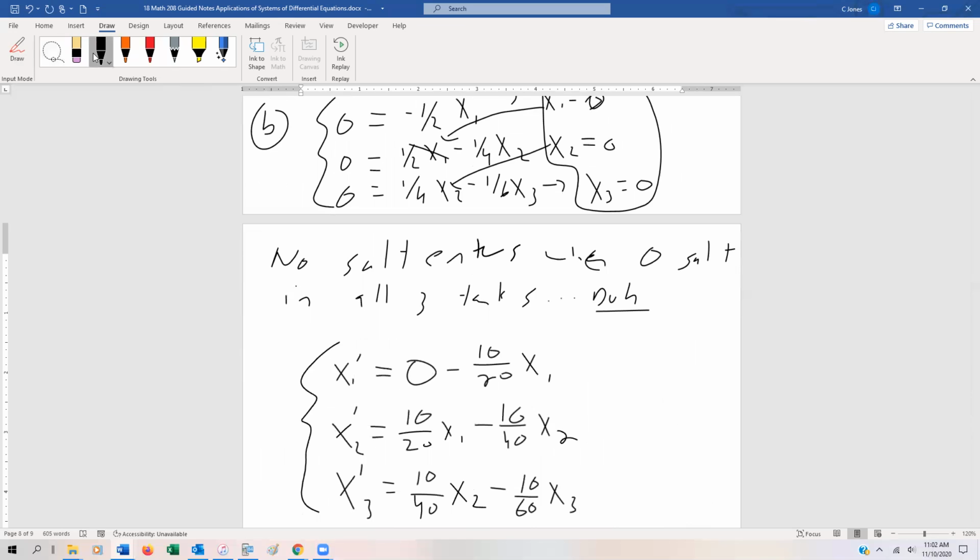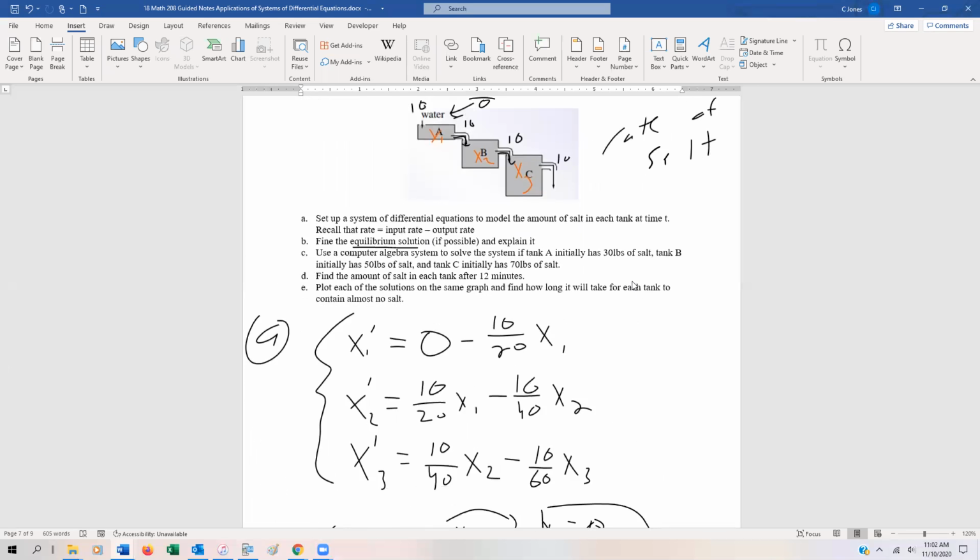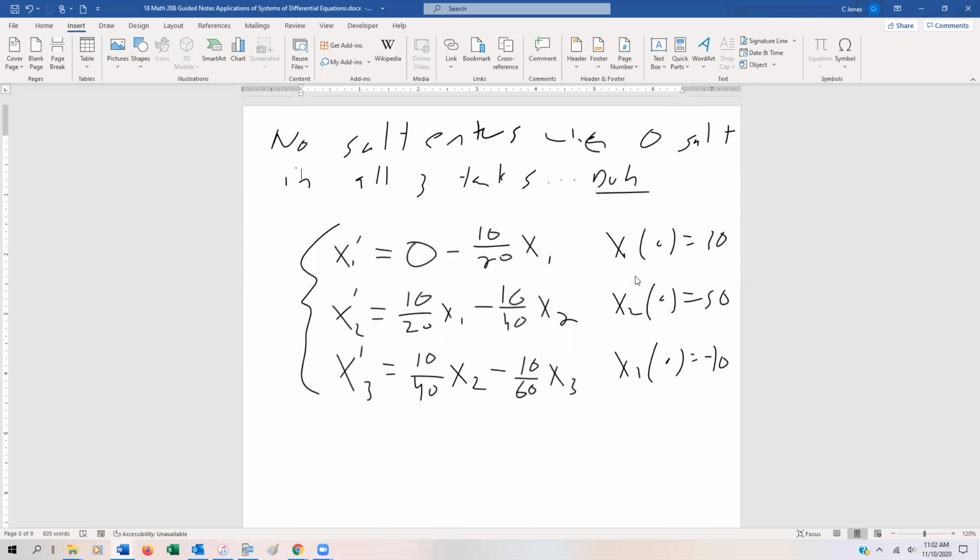And we have the initial conditions that x1 at 0 is 30, x2 at 0 is 50, and x3 at 0 is 70. Now, these are the pounds of salt. All right, and remember, the unit is minutes that we're flowing from. So let's make sure we have these units square. So minutes and pounds. So the rate of flow for the salt is going to be pounds per minute. So now we're just going to use Wolfram Alpha, and we are going to solve a system.